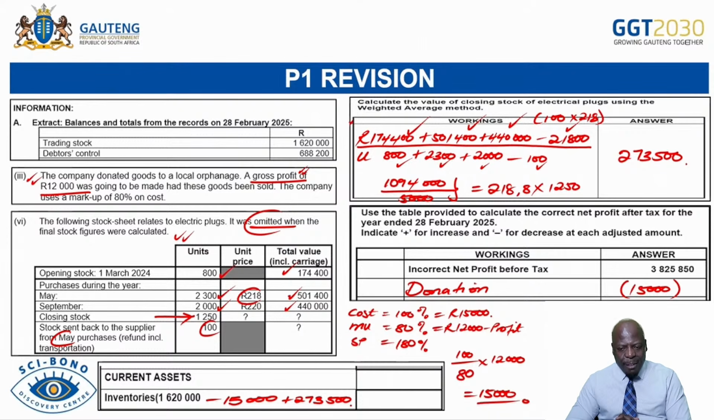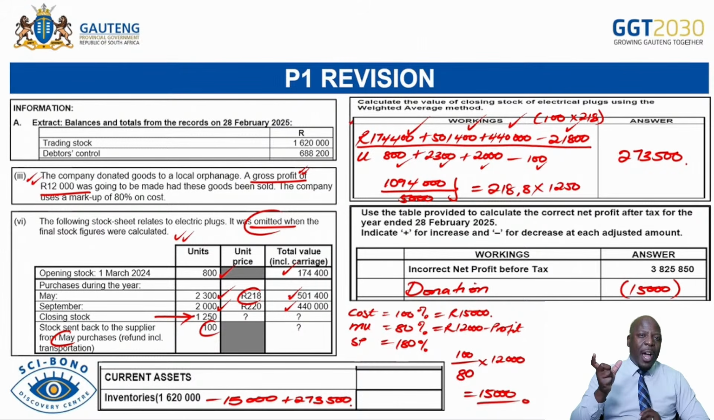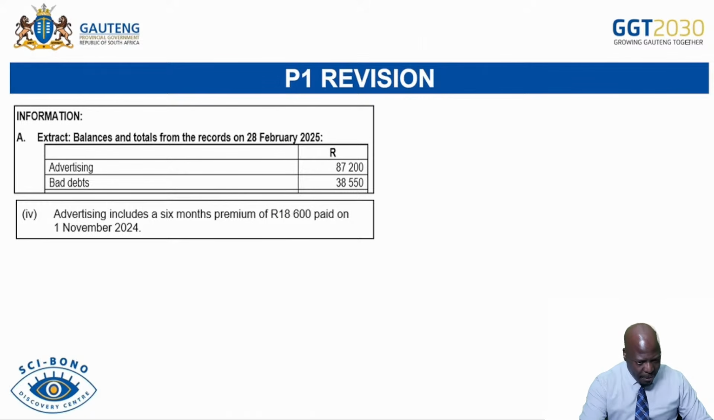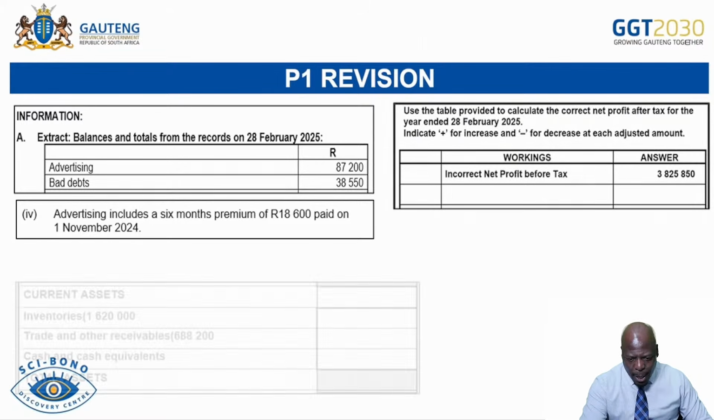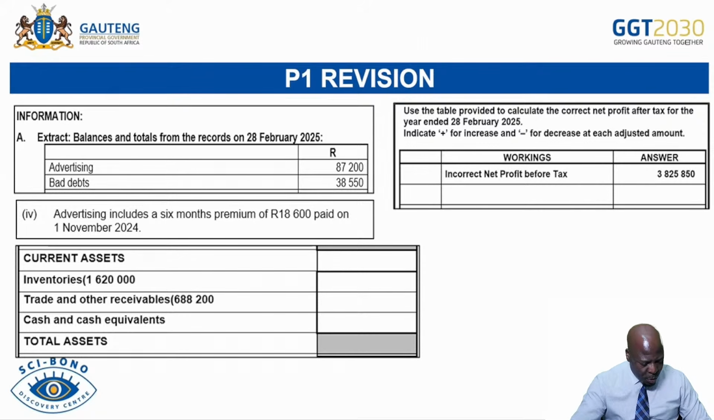All right, it is very, very key to note that once you've calculated your stock, you should add it to your inventories because it was omitted, and it will have an effect on a trading stock deficit and trading stock surplus. All right, so here we recorded our donation and we've calculated the stock using the weighted average method. Let's go on to the next adjustment, and as usual, we're recording in the two statements.